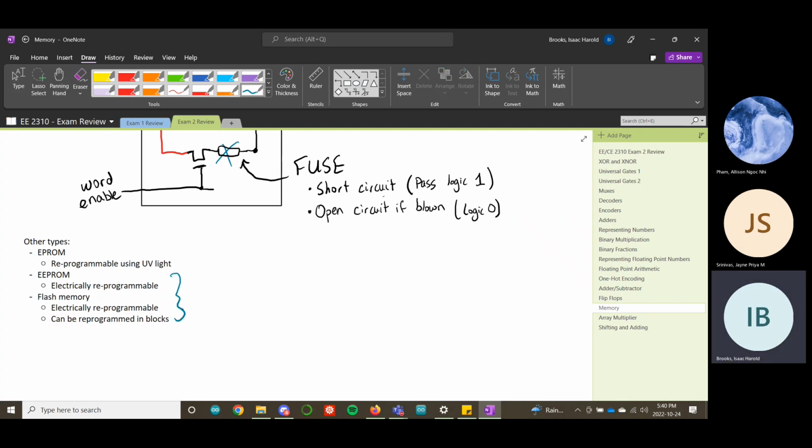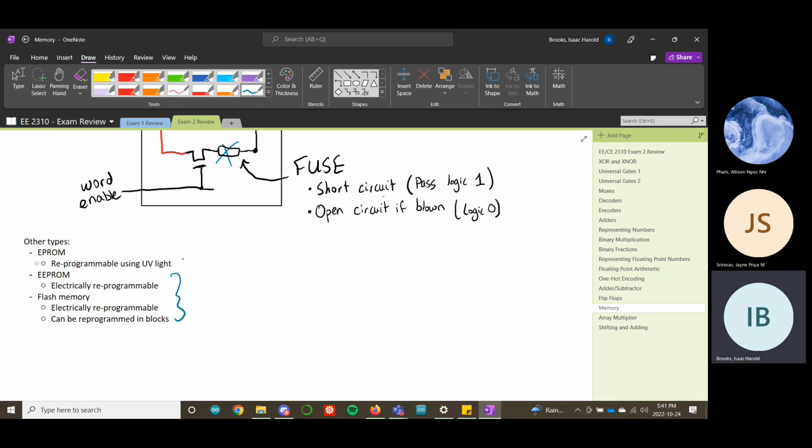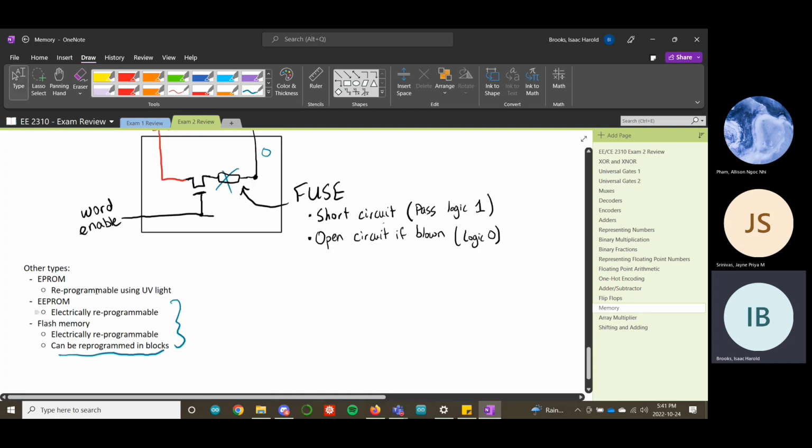EEPROM and Flash are a little bit more modern. EEPROM, you're probably not going to see that anywhere unless you're working on something that's very old. EEPROM is nice because it's electrically reprogrammable, and Flash is nice because you don't have to reprogram word by word. You can reprogram entire blocks at a time. So I would say review your slides and make sure you know exactly all of this stuff, but this is most of what you need to know for memory, I think.